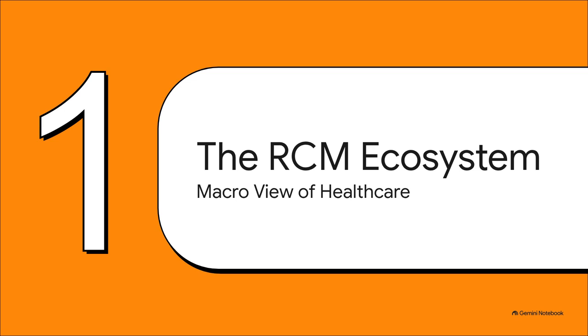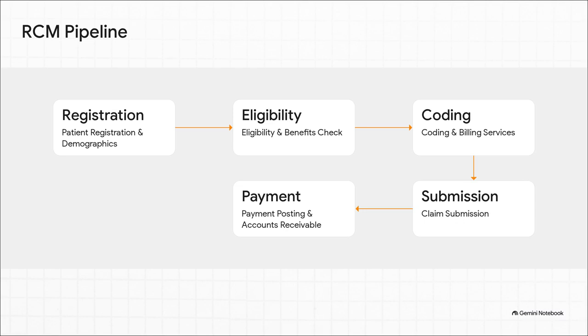Starting off with Section 1, the complete RCM ecosystem, a macro view of the healthcare pipeline. Let's frame the entire financial life cycle before a claim ever hits a snag. Because to understand the failures, we first have to understand the perfect, frictionless path. Let's just track a claim sequentially.